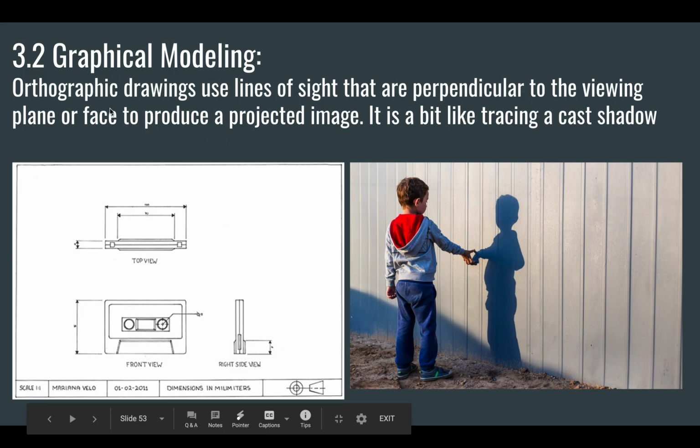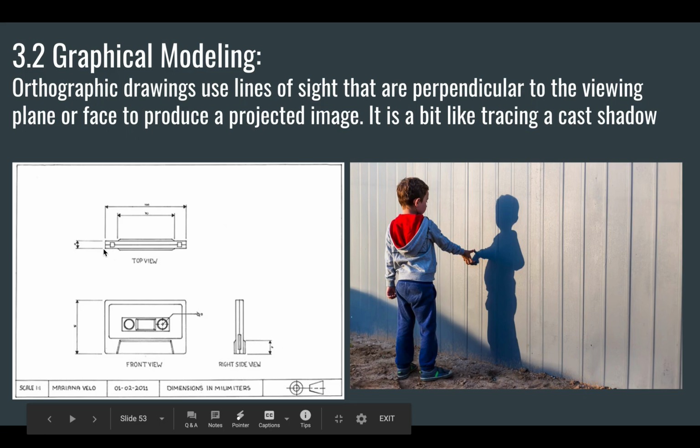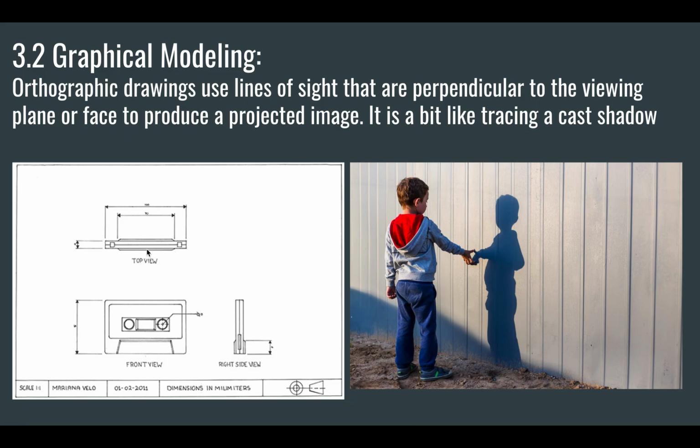Okay, so let's talk about orthographic drawings. So this is where it basically uses line of sight that is perpendicular to a viewing plane or face. So this is the top view of this cassette tape. Right? So you're only going to see the things that you would be able to see from the top view. So if you were a bird looking directly down, perpendicular to this plane, so the plane is this way, and you're looking straight down on it, you would see just this.